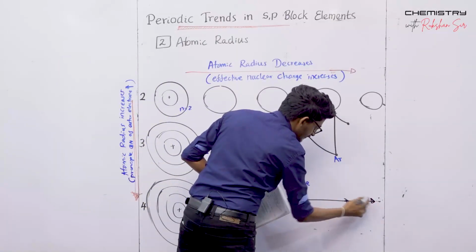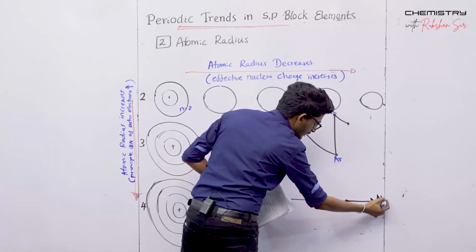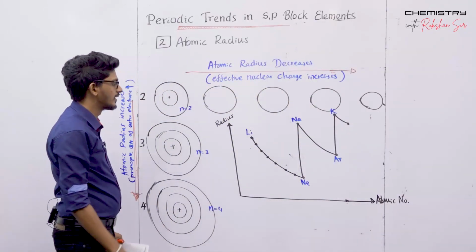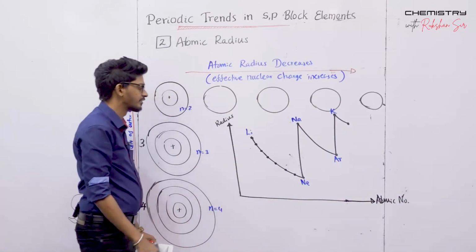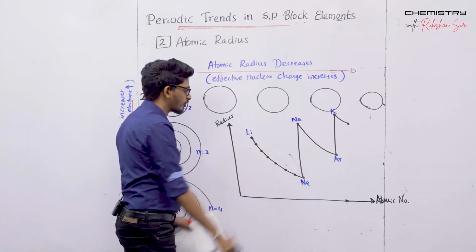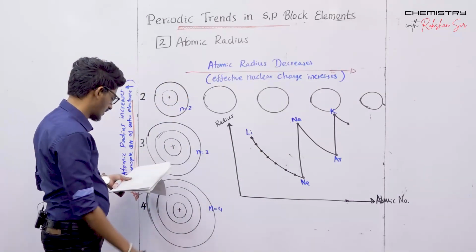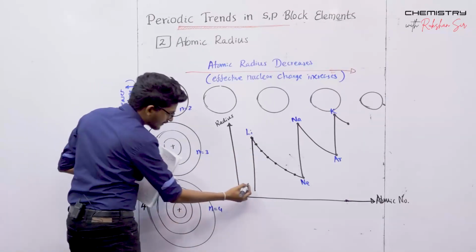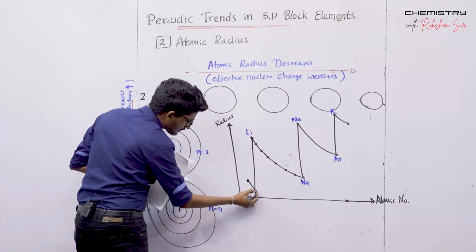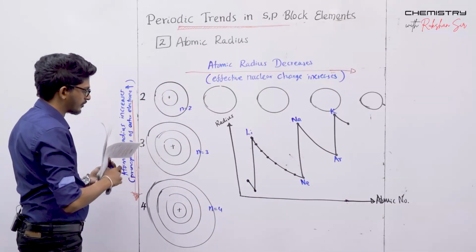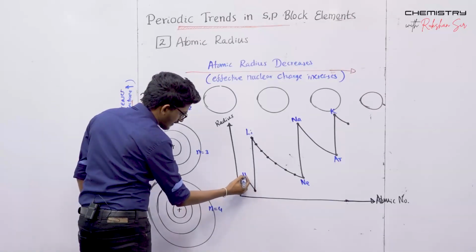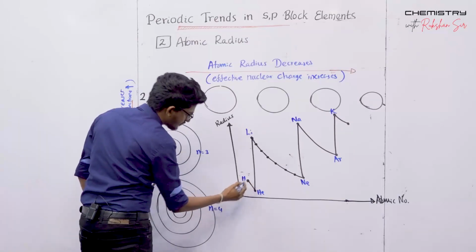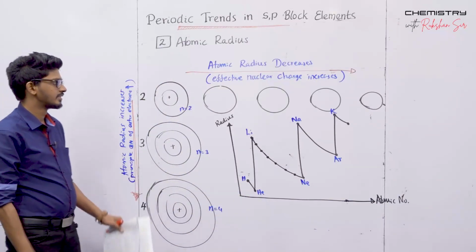In a graphical form, this is the atomic number. It is better to draw this as well. The last two values are like this, and the first two values are like this for hydrogen and helium. This is how the atomic radius trend appears.